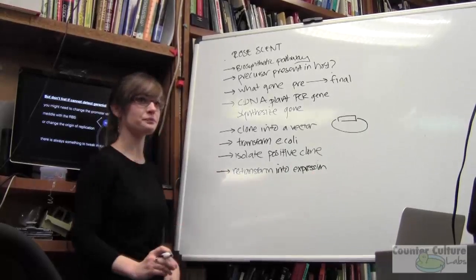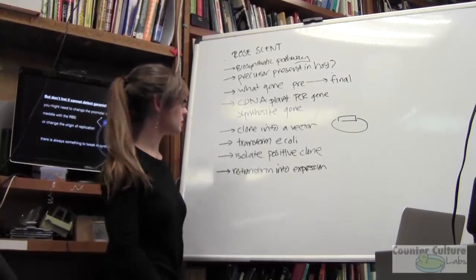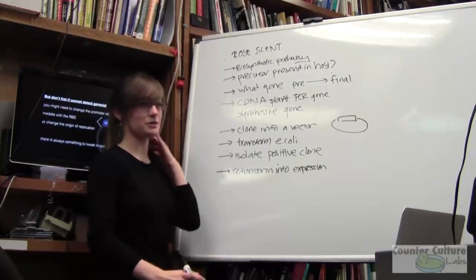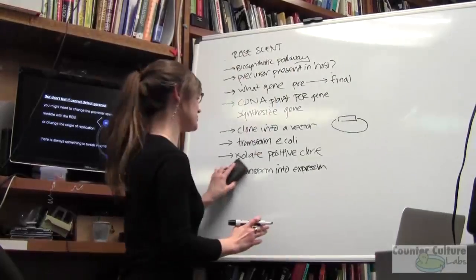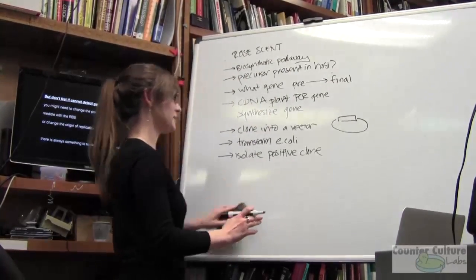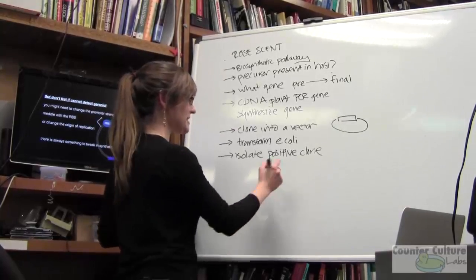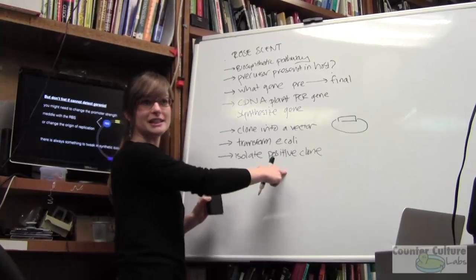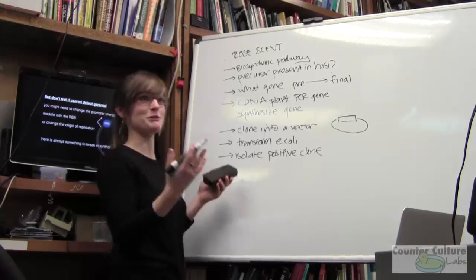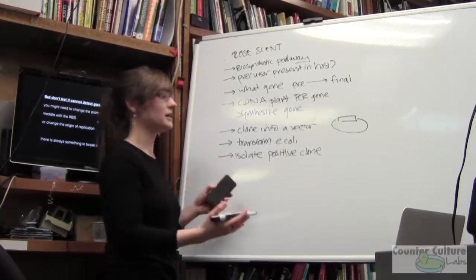So what's the reason for doing transformation twice? You don't have to. It just depends. What Patrick is saying is, if you simultaneously identified your positive clone from a colony and also inoculated a culture from that colony, then hopefully that culture will smell like roses and you're done, right?